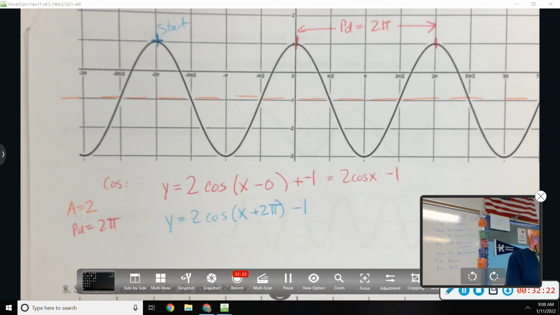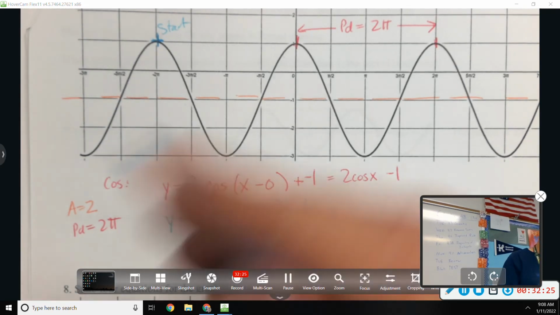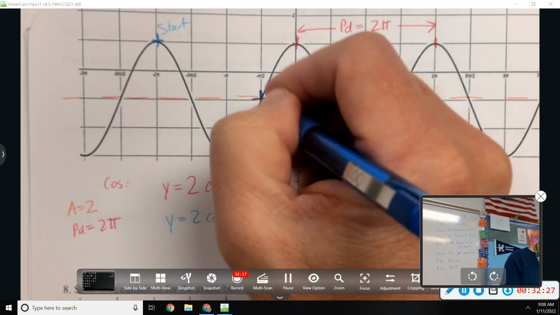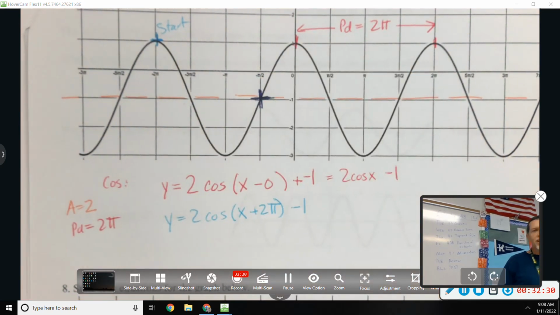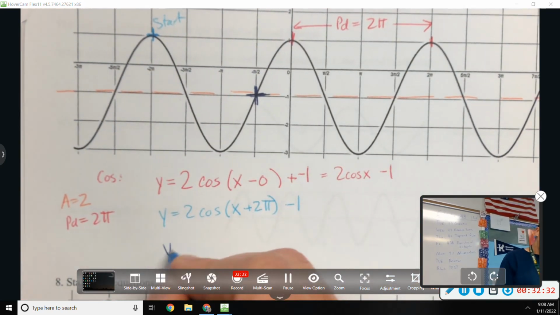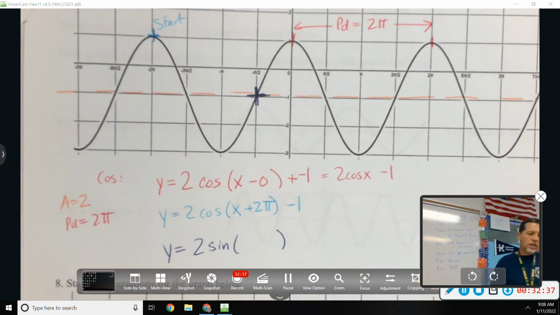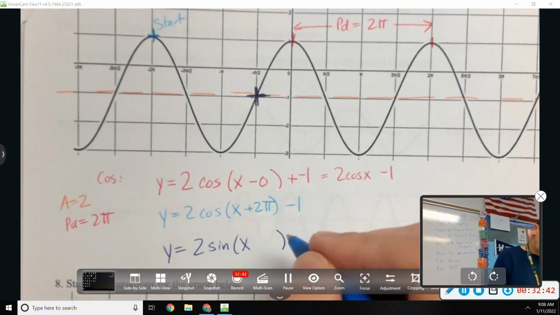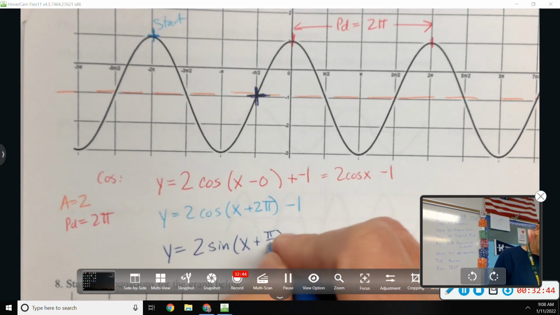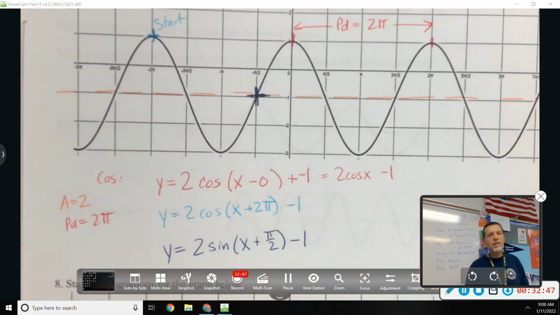I could do a cosine. What if I say it starts right here? A sine. If it starts right here, that's a sine graph. Amplitude is still 2. What's the shift been? Plus pi over 2. Yep. And then, yeah. There are an infinite number of ways to describe that graph. So if I put infinity, it's not wrong. If you just write infinity, that would be wrong.